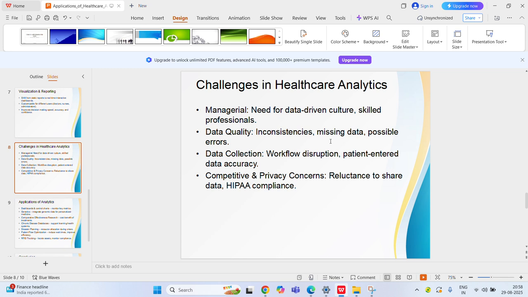Now there are some challenges in healthcare analytics, like managerial issues, then we have data quality, and then data collection, competitive and privacy concerns. So these are the problems, challenges, barriers and issues in the healthcare analytics system, right?